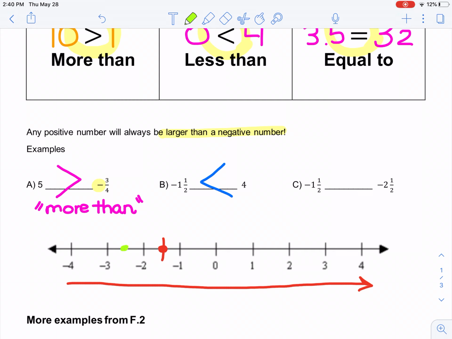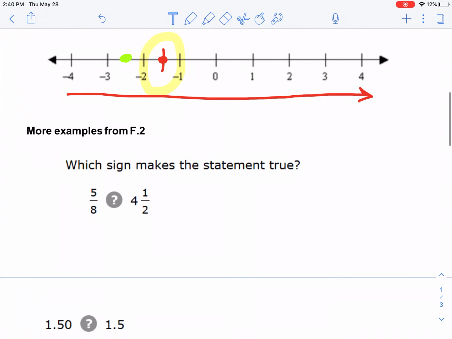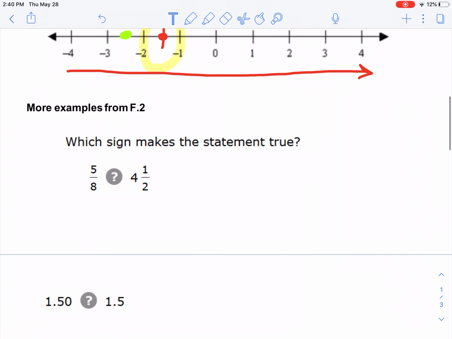Well, I know that comes halfway between negative 2 and negative 3. So instantly right now, I know that my first value of negative 1.5 is larger than negative 2.5. All right, so now I've taken examples from F2, and we're going to go through them. So again, if you need to draw a number line, go for it.